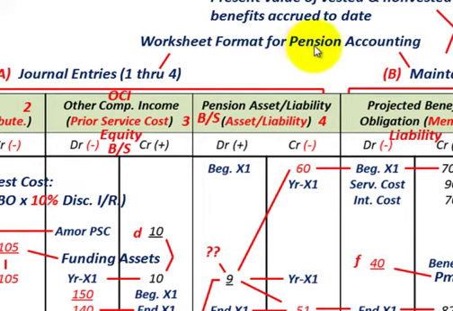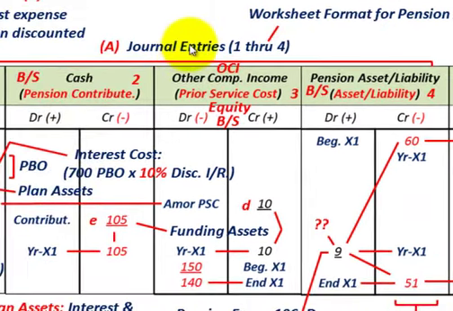What we're going to be going through here is just a basic example on pension accounting, and we're going to look at the various accounts that are involved for recording our pensions. We're going to be using the worksheet format for going through this example. So what's involved with pension accounting here?